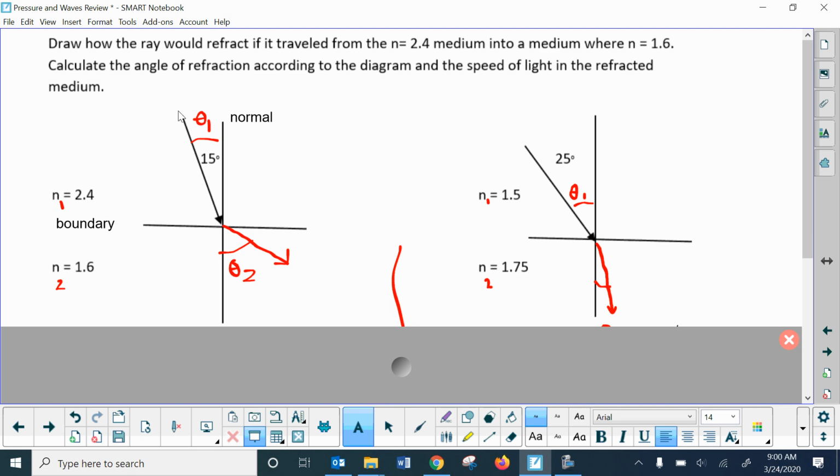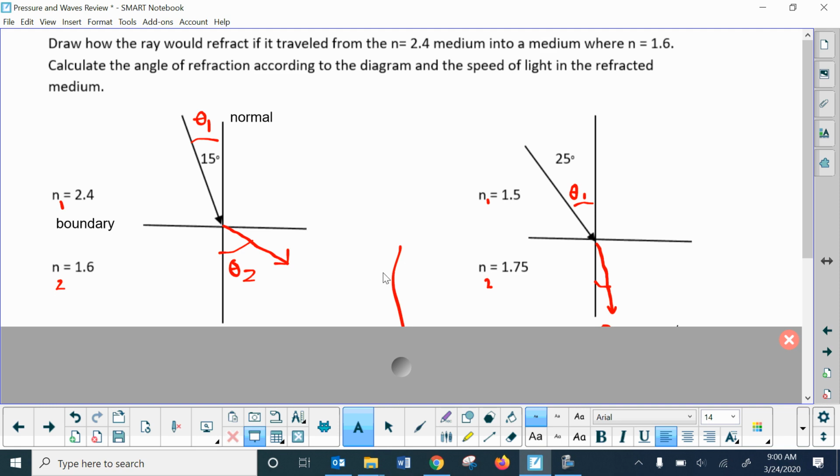So the first ray, the first example, has an angle of 15 degrees and the index of refraction is 2.4. And then it's going to go into a different material that has an index of 1.6. So that's less. So a smaller index of refraction means it's less dense, which means the light will go faster through it. And when it goes faster, it bends away. So that's how I knew this is going to bend away in this case.